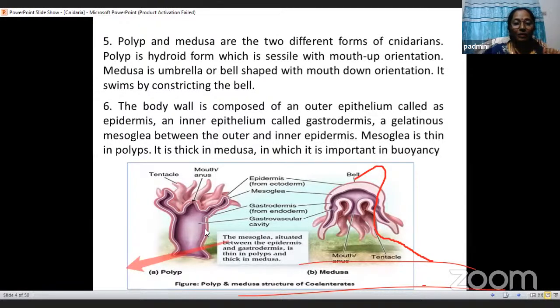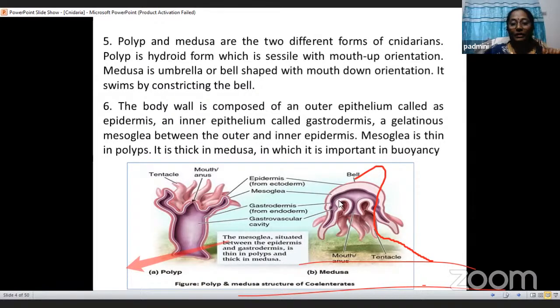We found this mesoglial layer also in the poriferans, and the mesoglial layer in poriferans was called the mesohyl region. Remember that mesohyl was the topic we talked about. Here we are going to talk about mesoglea. Why? Because it's going to be a jelly-like substance. So, the mesoglial region is a thin structure in the polyps, and it is thick in the medusa form.